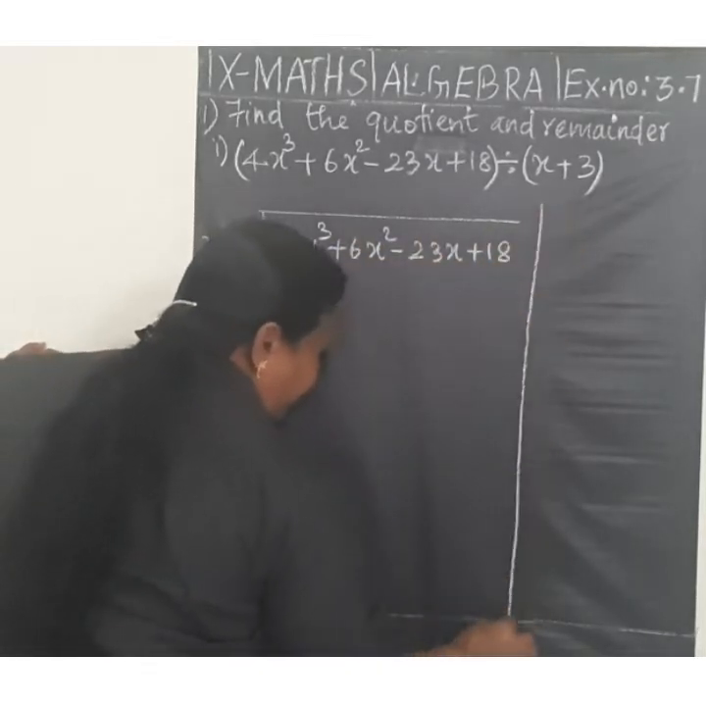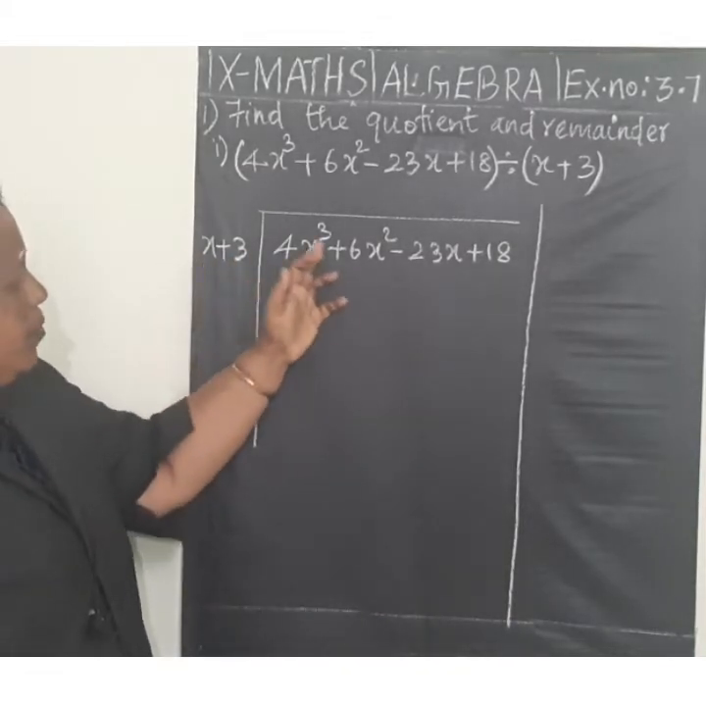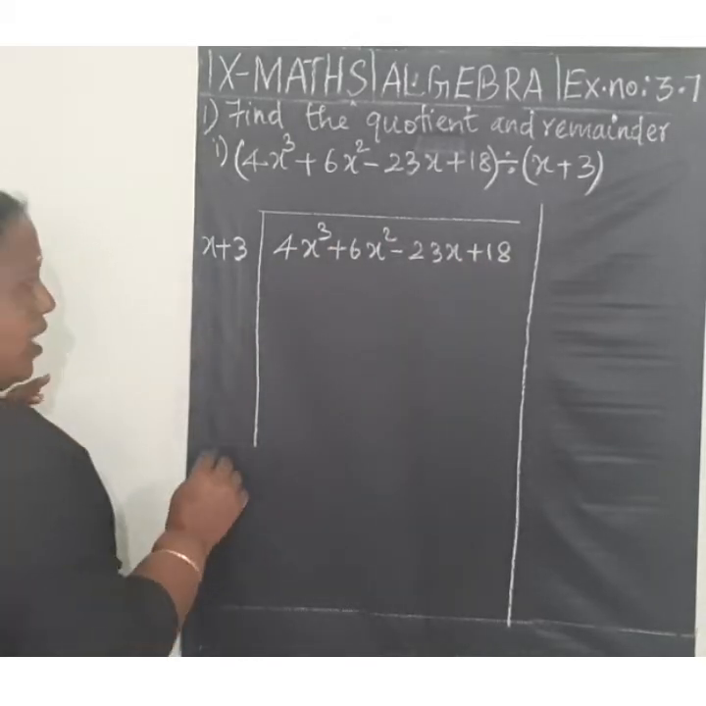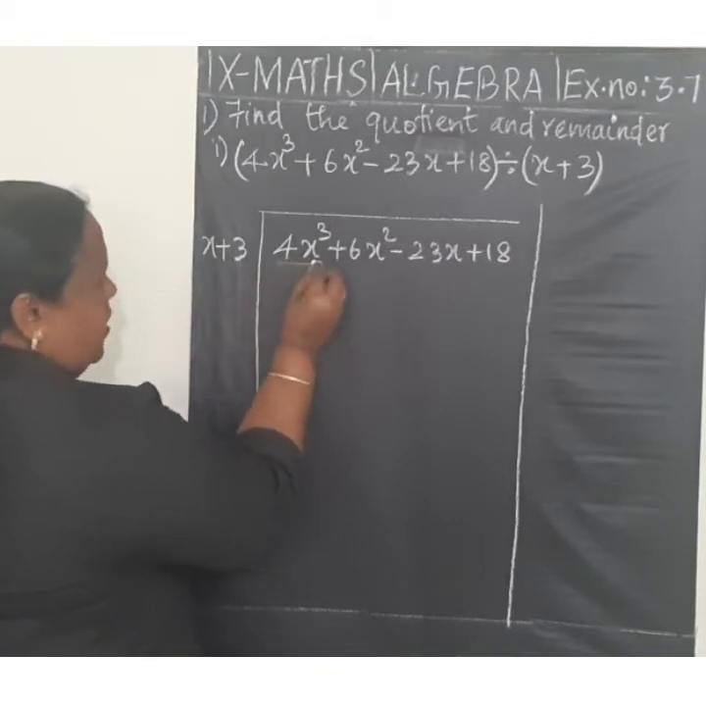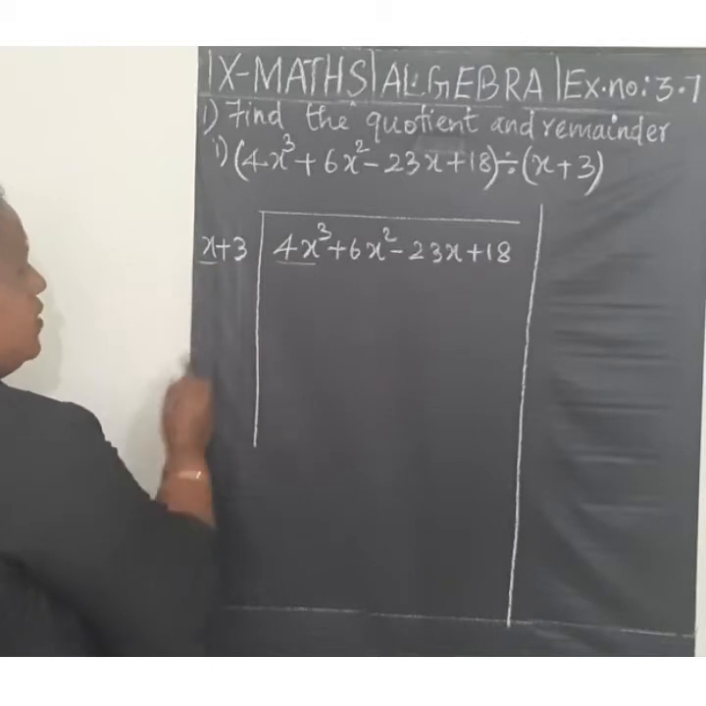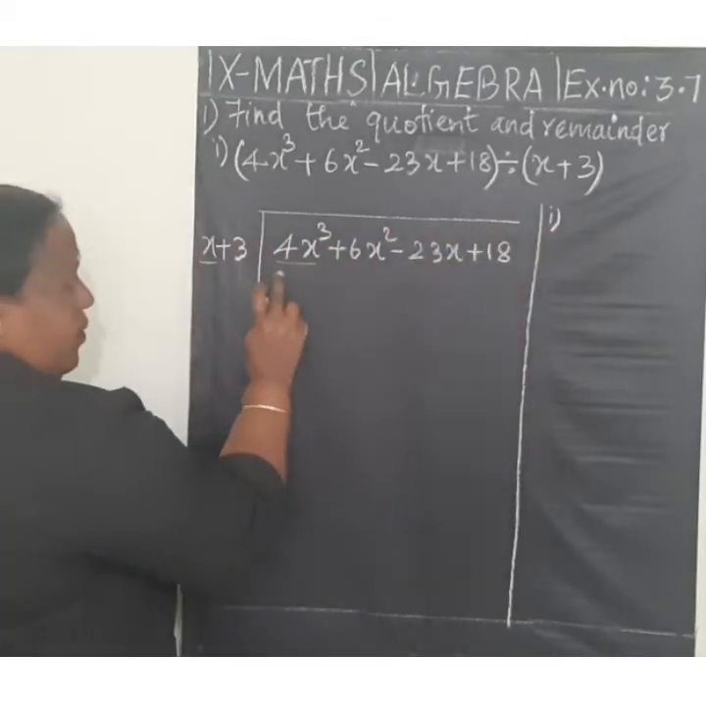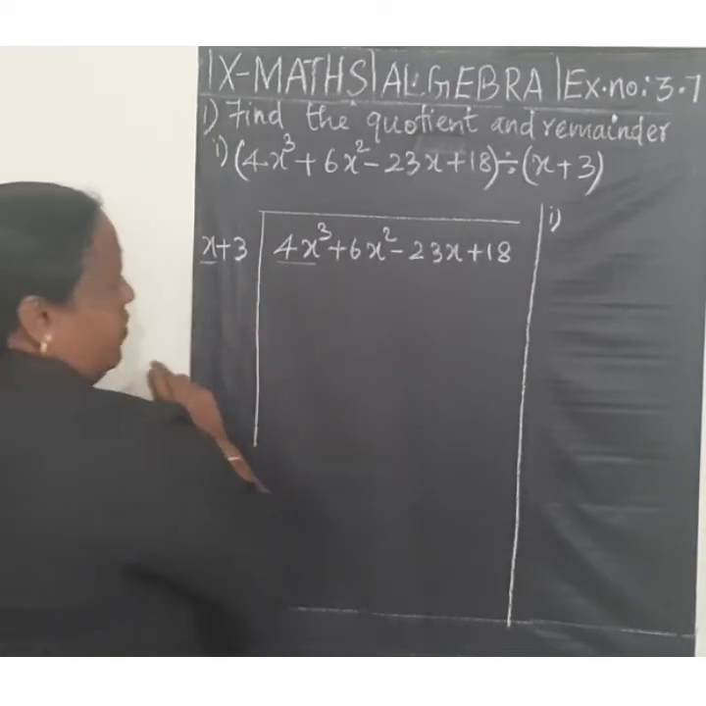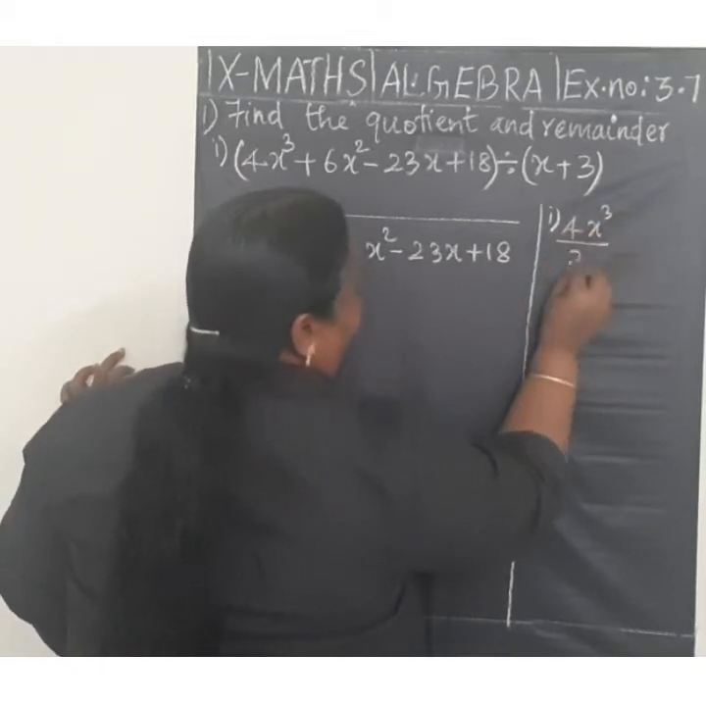Now we have to divide 4x cube plus 6x square minus 23x plus 18 by x plus 3. First we take the first term of the dividend and the first term of the divisor, and divide them. That is, 4x cube by x.